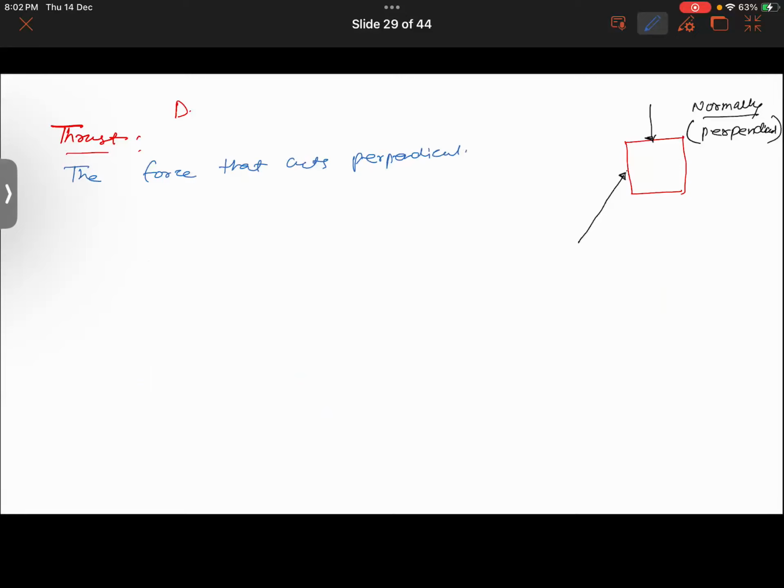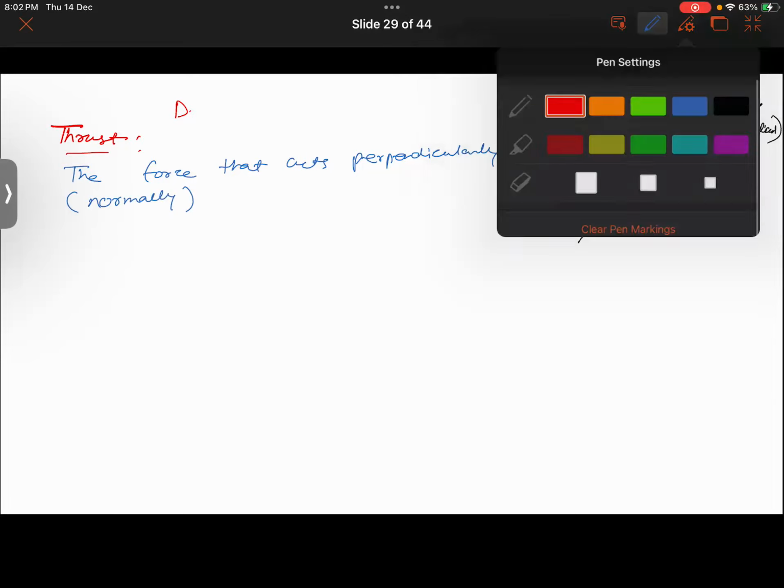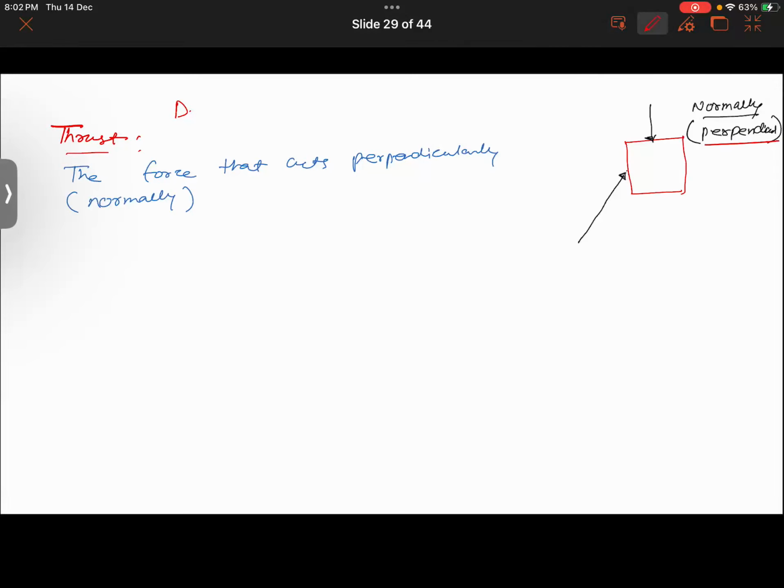So we say the force that acts perpendicularly. Sometimes in a definition it is written as normally also. Normally here does not refer to the general sense in which we use the word normally. It refers to perpendicularly. So the force that acts perpendicularly on a given surface. Getting it or not?